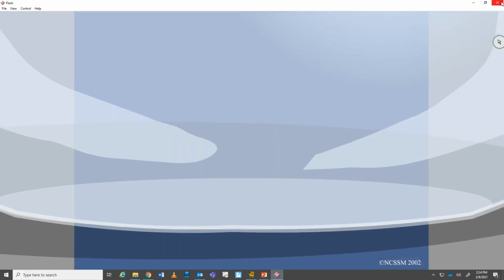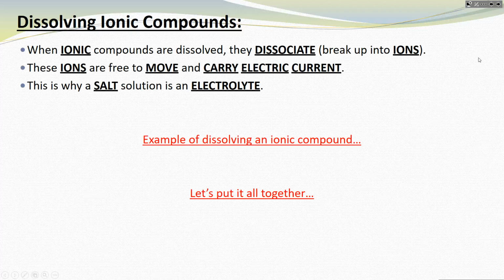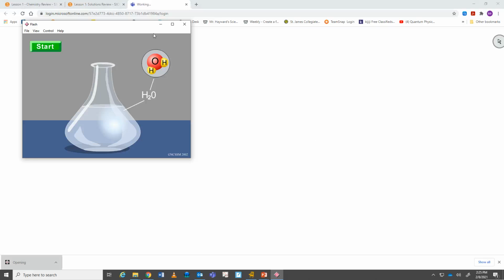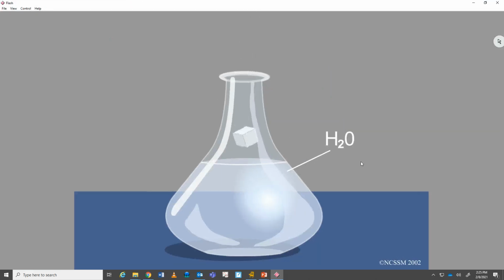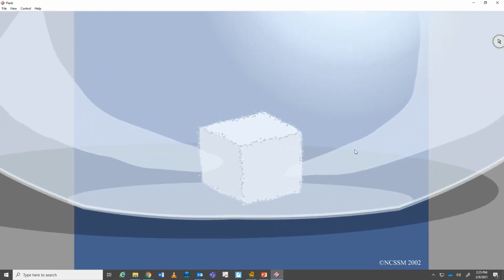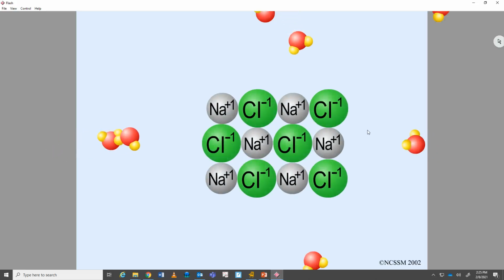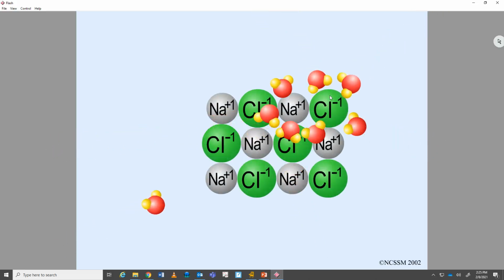Now, if we go back to our lesson, though, when we look at ionic compounds and we dissolve them, things are a little bit different. So when we dissolve an ionic compound, it's going to look more like this. Now, macroscopically, it looks identical. You have a white solid going into clear colorless liquid, but microscopically, at the atomic level, we're actually taking the ions apart.